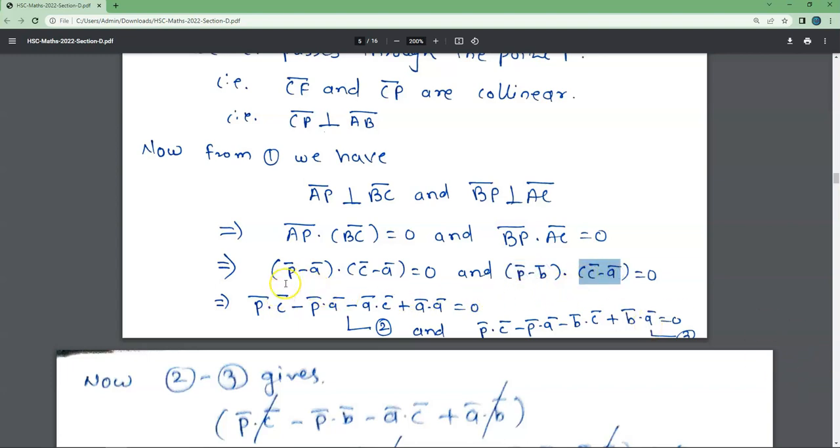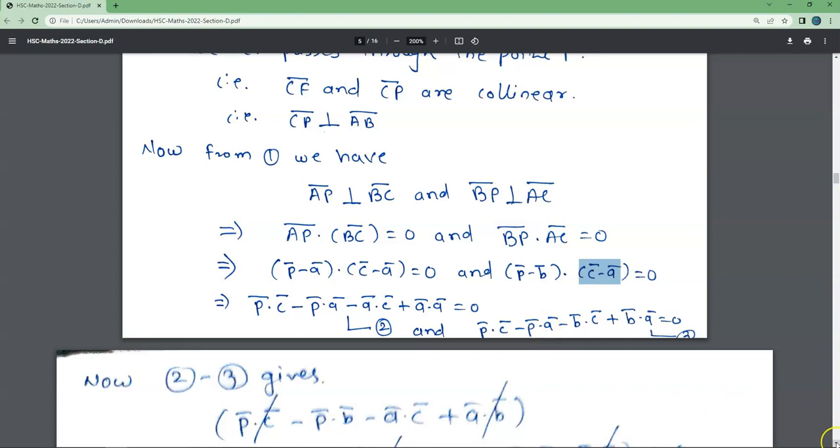Now let's multiply inside, right? P bar into C bar, P bar into A bar, that is minus, minus A bar into C bar, minus minus plus A bar into A bar, and then P bar into C bar, minus P bar into A bar, minus C bar into B bar into C bar, minus minus plus B bar into A bar. Now what we will do, we see something common here, P bar dot C bar, right? Then again, do we have anything common here? No. Now we also have this P bar dot A bar, P bar dot A bar.